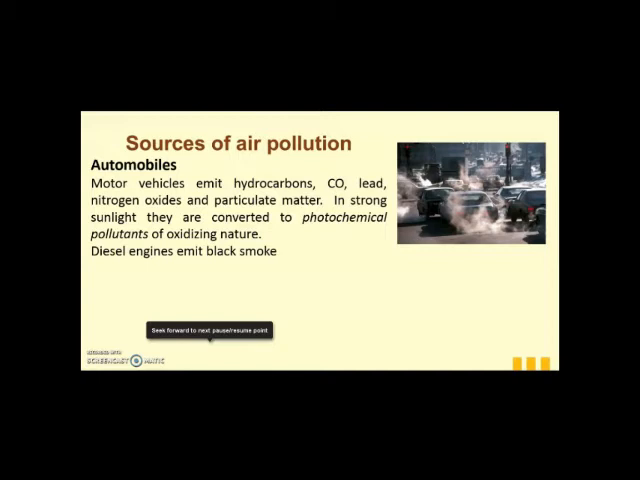of oxidizing nature. In addition, diesel engines emit black smoke when misused or badly adjusted, and this black smoke includes foul-smelling fumes, which are also hazardous to the air.